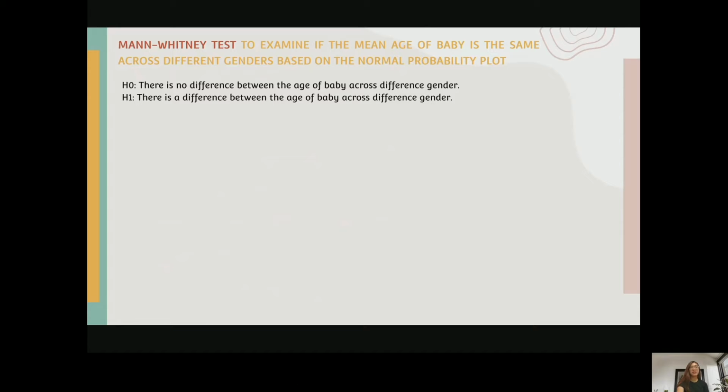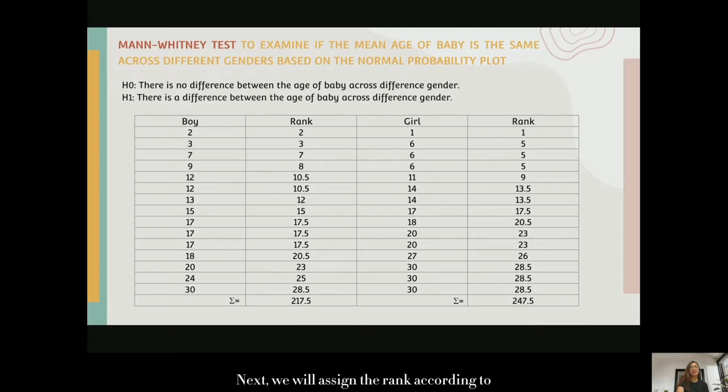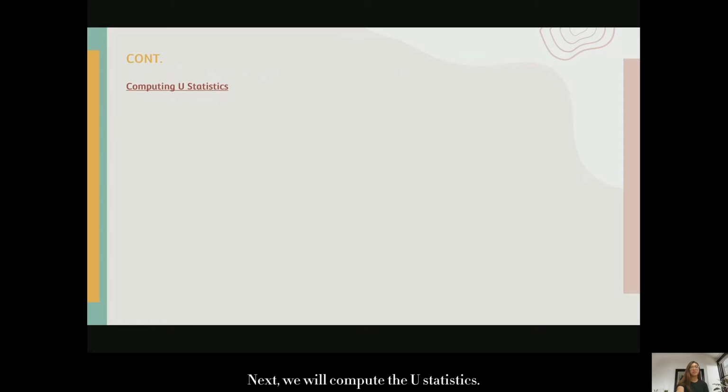The null hypothesis is there is no difference between the age of baby across different genders, while the alternative hypothesis is there is a difference between the age of baby across different genders. Next, we will assign the rank according to the combination of baby age and genders. After assigning the rank, we will get the total rank sum for baby boy is 270.5 and baby girl is 247.5. Next, we will compute the U statistic.